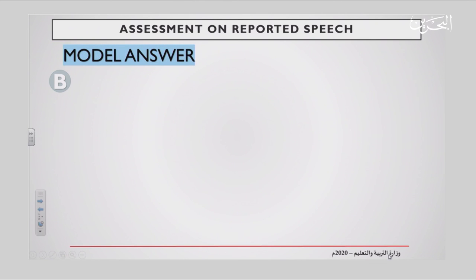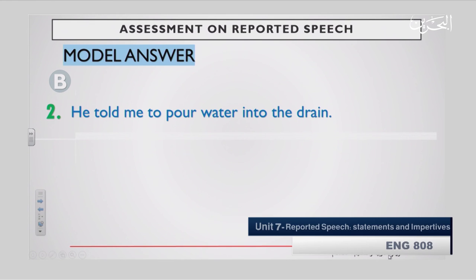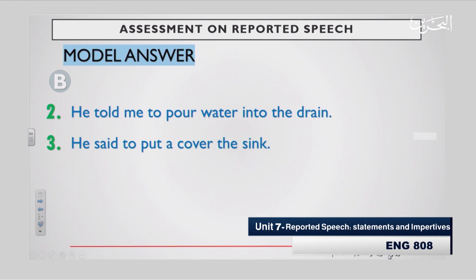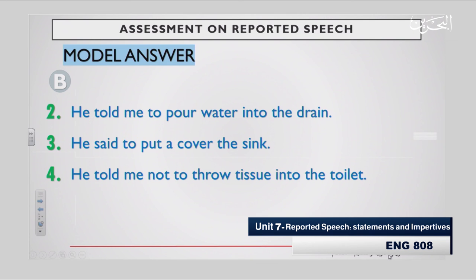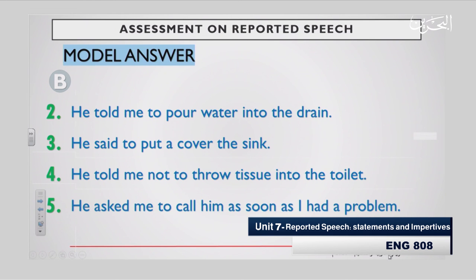Now let's check the model answers for question B. First one, he told me to pour water into the drain. Three, he said to put a cover over the sink. He told me to throw tissue into the toilet. Five, he asked me to call him as soon as I had a problem. Now give yourself a mark of 8 and let's carry on.